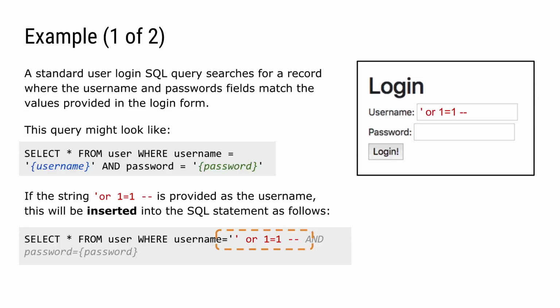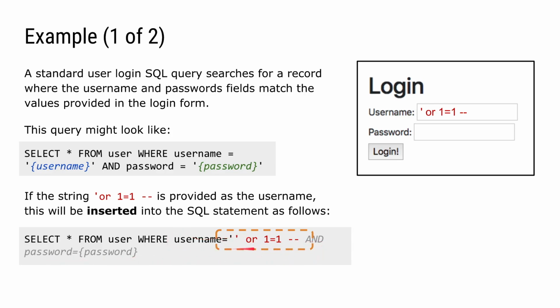So here's a bit more detail into that example. The standard user login SQL query searches for a record where the username and password match the values provided. So here's our standard query again. Now if we provide this particular string of closing quote, or 1 equals 1, hyphen hyphen, that gets inserted into here. So our SQL query now says select everything from user where username equals blank or 1 equals 1. And then we've got this hyphen hyphen, and in SQL hyphen hyphen is the prefix for a comment. So the database engine just ignores everything after that, so the rest of this doesn't even get run.